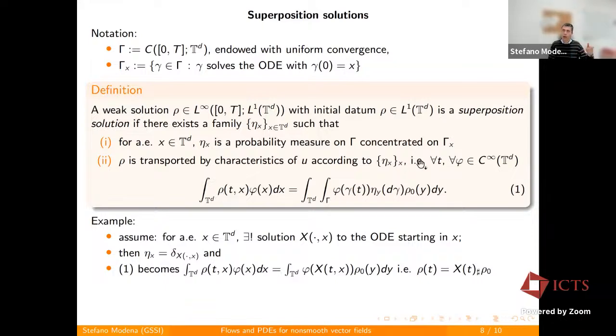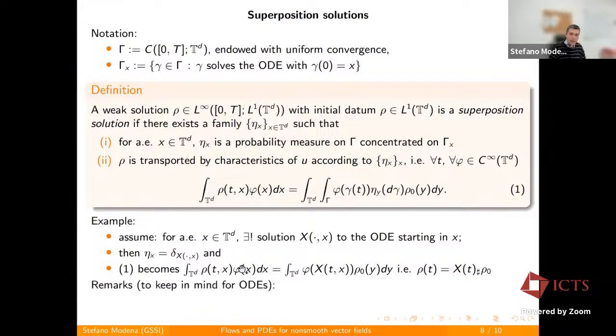So a weak solution is a superposition solution if there exists some family of probability measures doing this job, such that rho is transported along the characteristics according to these probability measures. Okay, there are two remarks I want to add, which are not immediately useful for the PDE that we were discussing in the previous slide, but let's keep them in mind for the next slide.